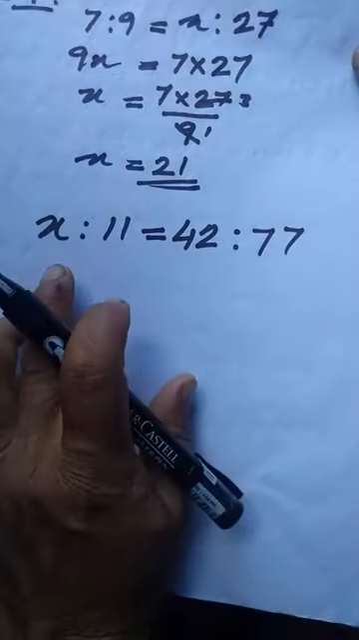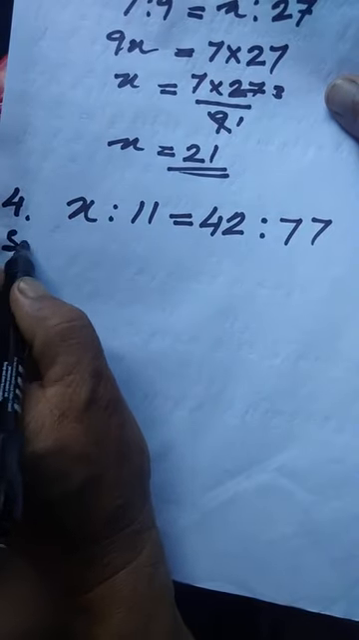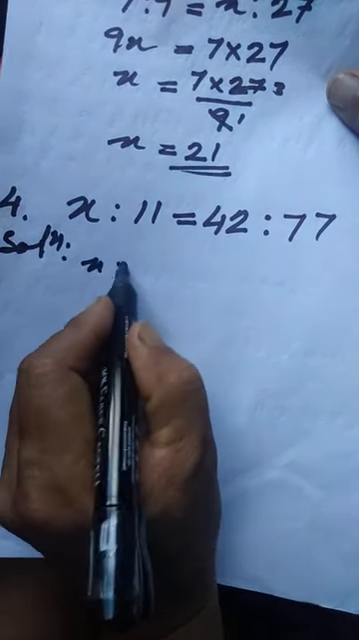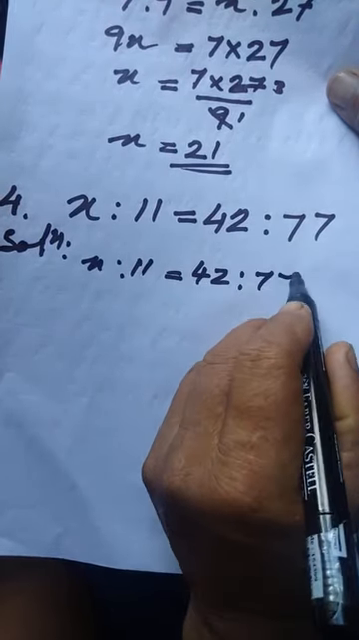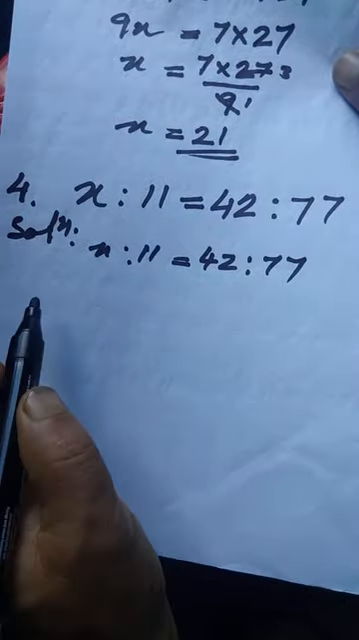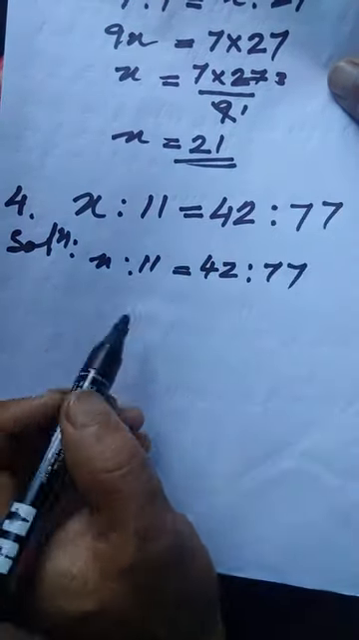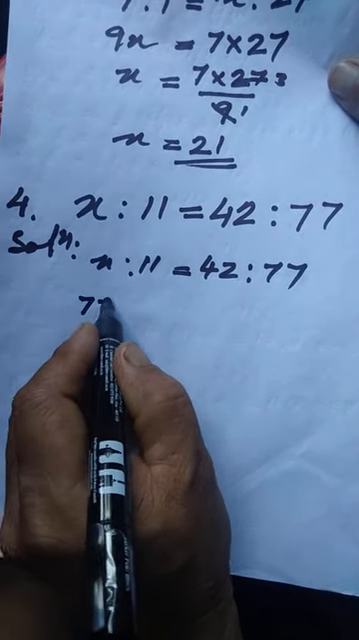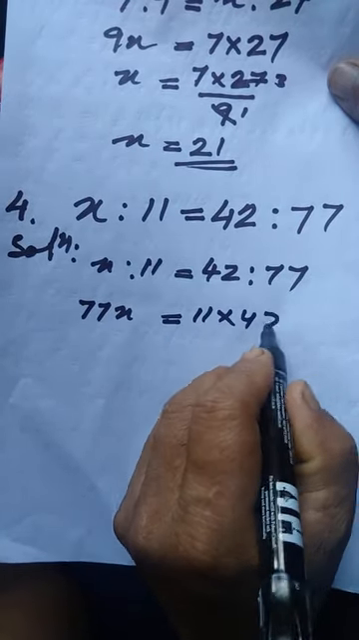First and fourth multiply. The solution: x is to 11 equal to 42 multiply with 77. So 77x equal to 11 multiply with 42.